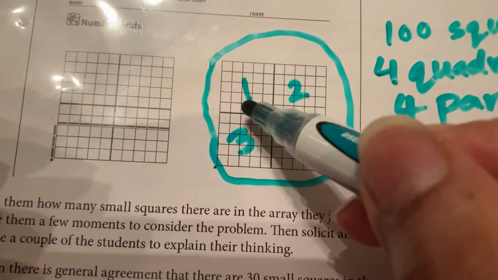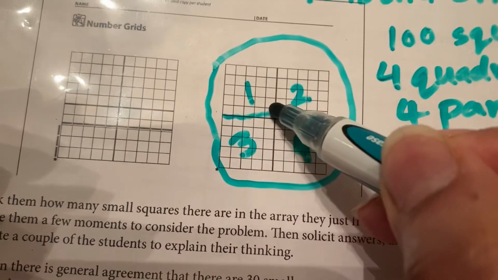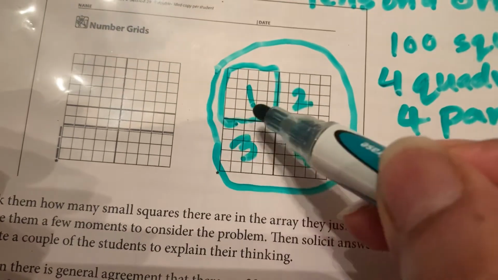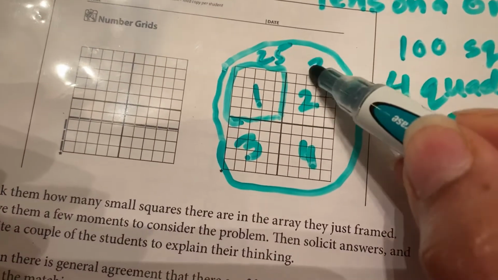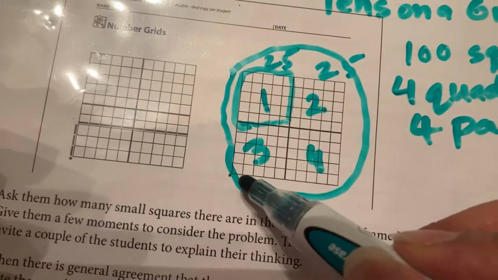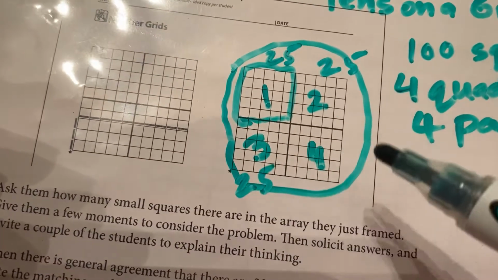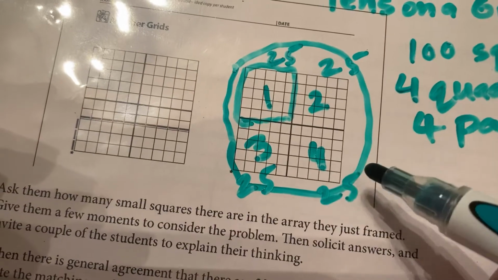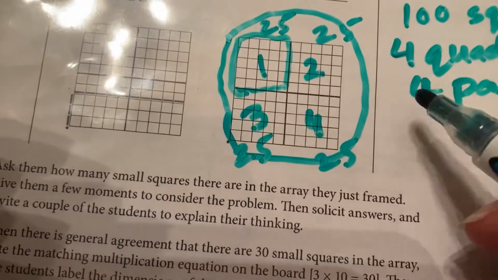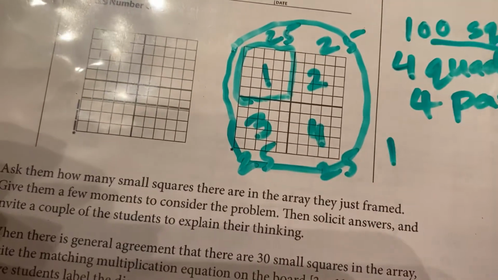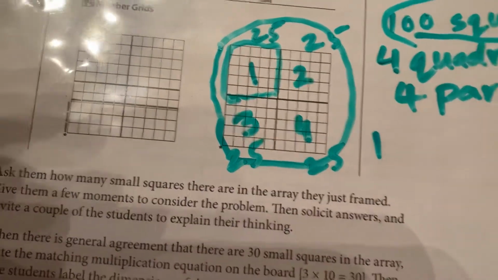Every quadrant or every part, like this part here, has 25 squares. Quadrant 2 would also have 25, quadrant 3, 25, and also quadrant 4. So when you add up all of these quadrants, you have a total of 100 squares.